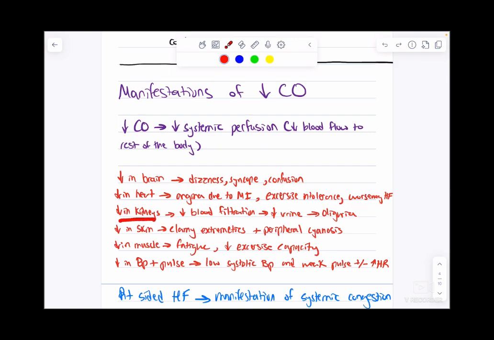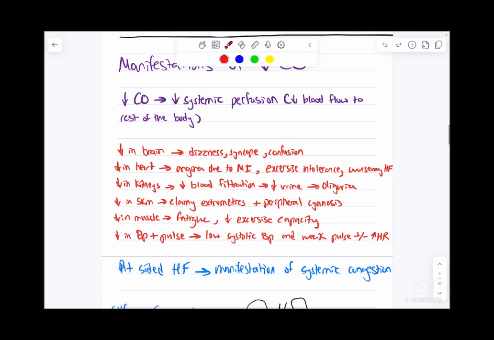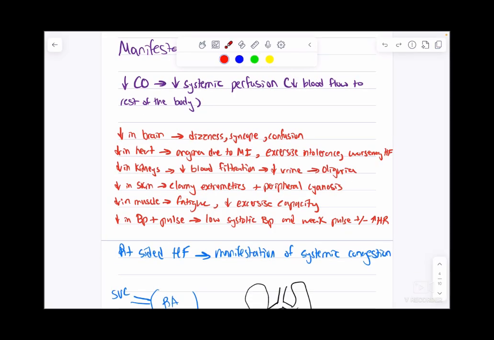If decreased perfusion to the kidneys, we have decreased blood filtration, which decreases urine, which is also known as oliguria. Decreased blood in the skin causes clammy extremities and peripheral cyanosis. Decrease in the muscle causes fatigue and decreased exercise capacity. There's also decrease in blood pressure and pulse.